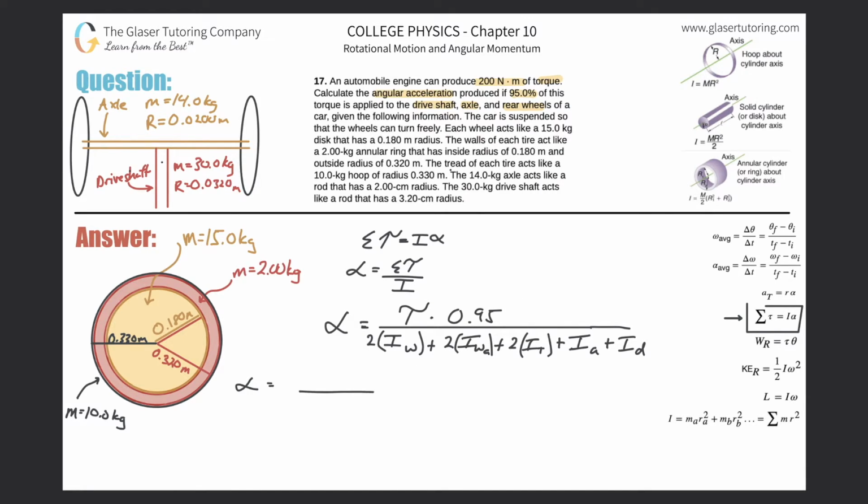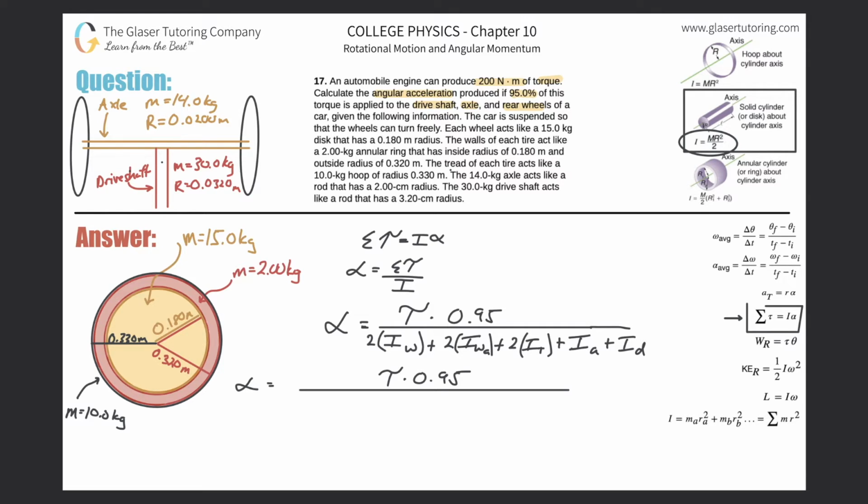So this is now going to be equal to, again, the torque times 0.95. Now the moment of inertia for the wheel, they tell us the wheel acts like a 15 kilogram disc, and it's a solid disc. So I'm going to be thinking about this picture and this formula for the moment of inertia for that wheel.